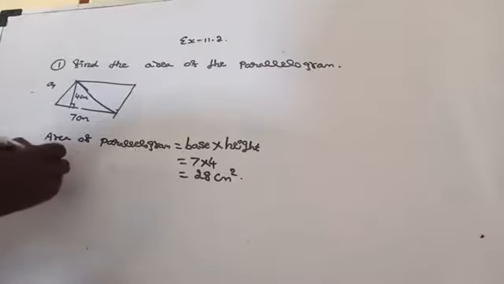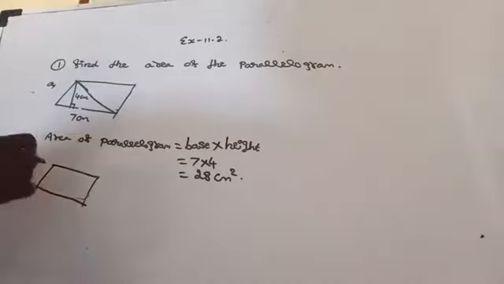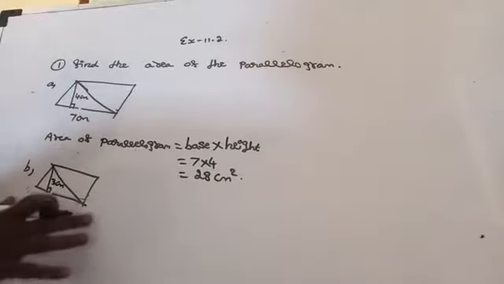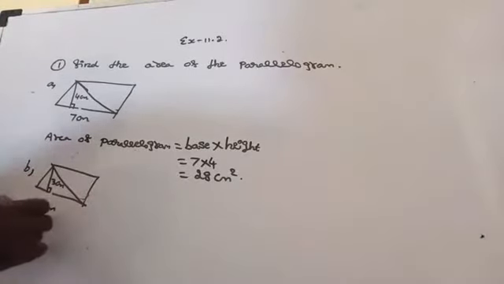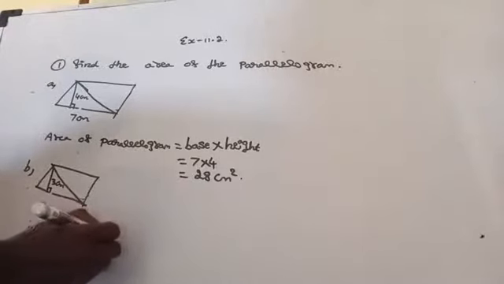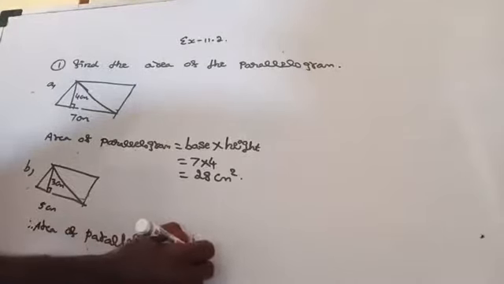It is given that one parallelogram is given, with base and height given. Base is 5 centimeter and height is 3 centimeter. So which one is the base? Base is 5 centimeter and height is 3 centimeter. Therefore, area of parallelogram is equal to base into height.